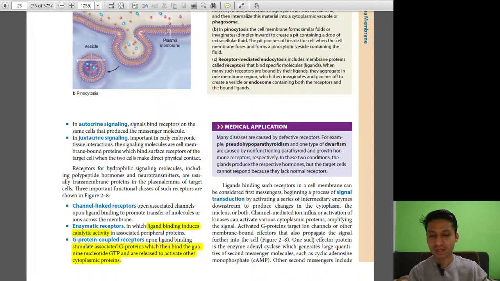So the G protein binds to GTP, and the G protein releases GTP. This GTP in turn activates a protein. Now, what this protein does is that it activates the enzymatic activity of adenyl cyclase, converting ATP into cAMP, cyclic adenosine monophosphate. This is a second messenger. Let's see what other second messengers we have.